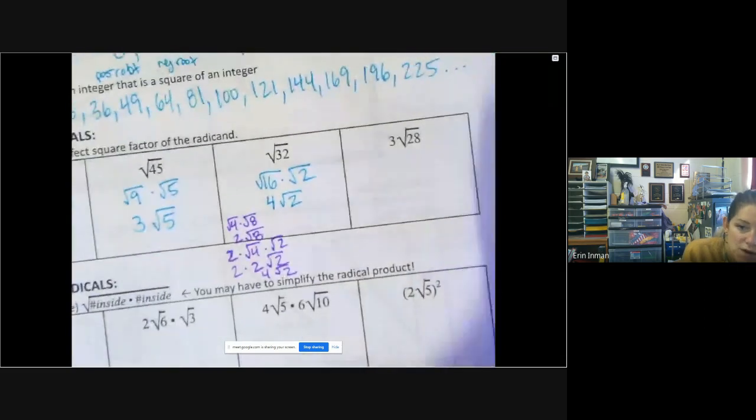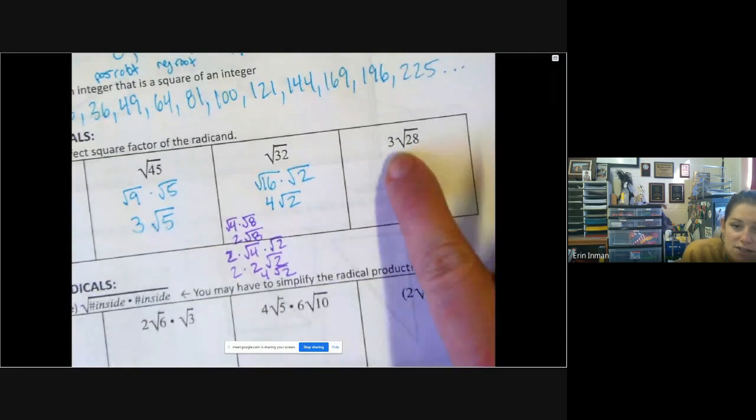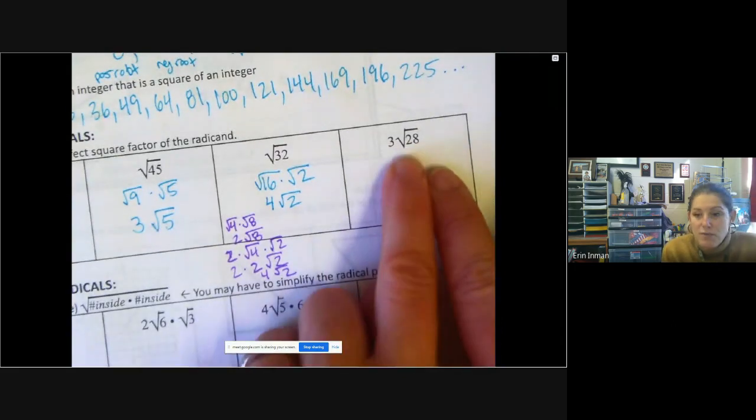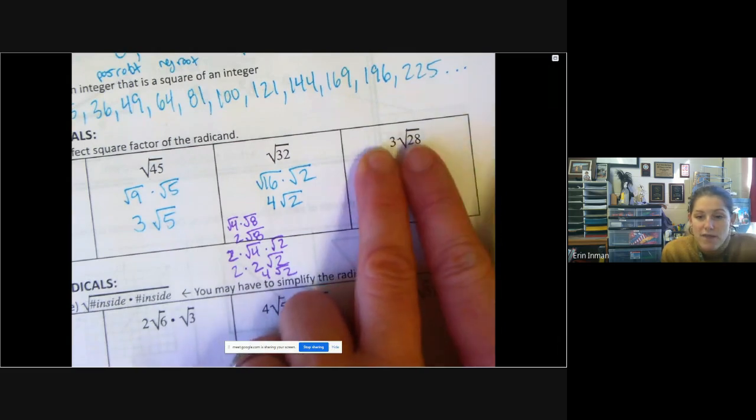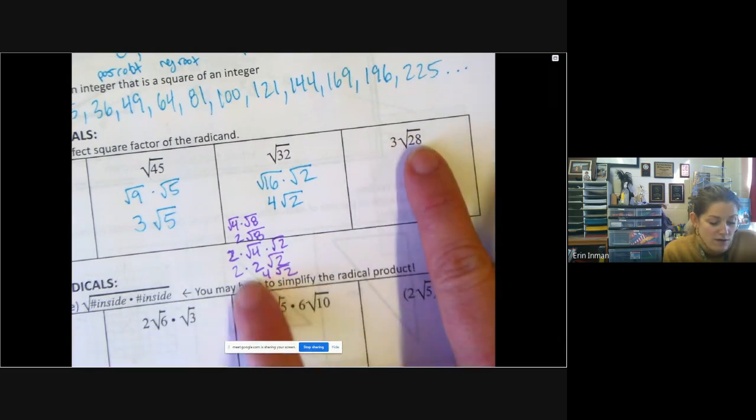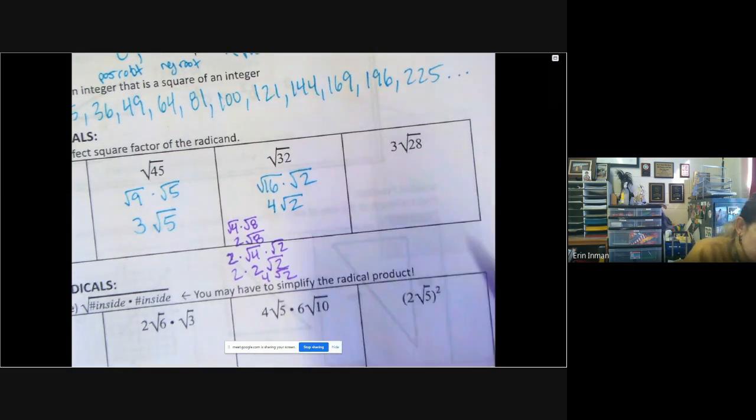All right. So this one, again, is the same thing. We're really looking at simplifying the radical of 28. Once we simplify it, we have to multiply that 3 out front, like how we did here. So let's look at this one.